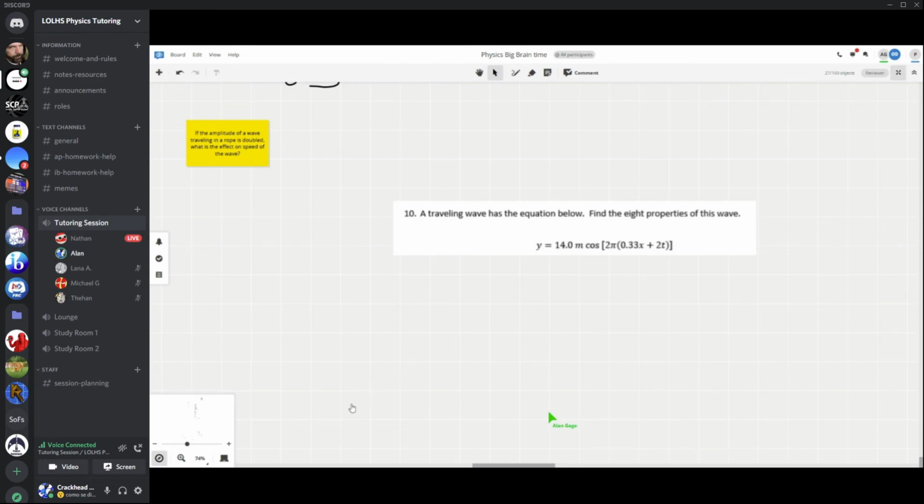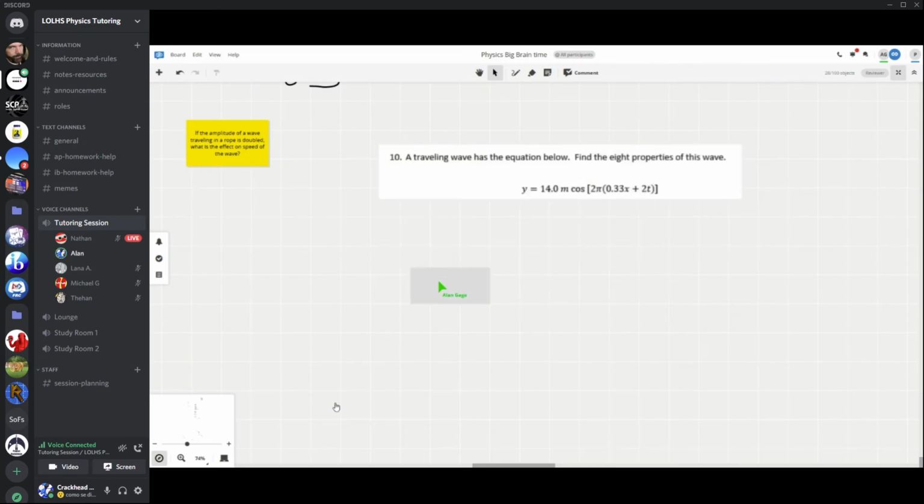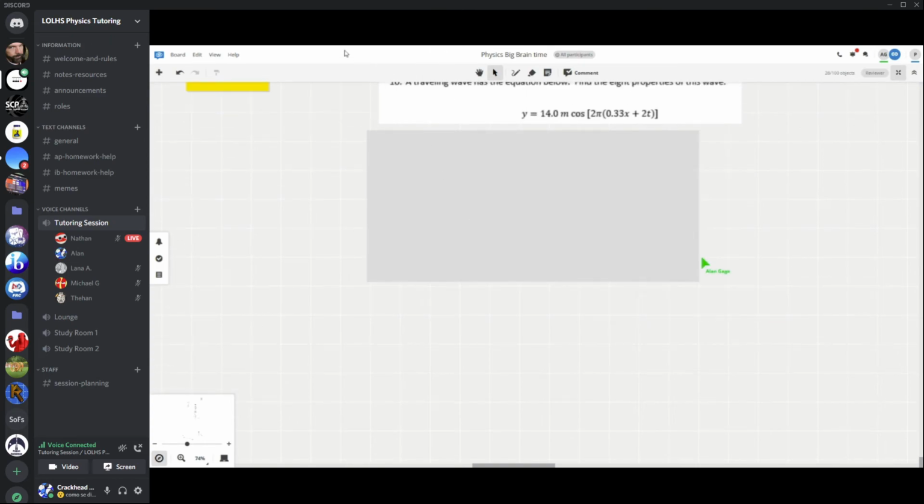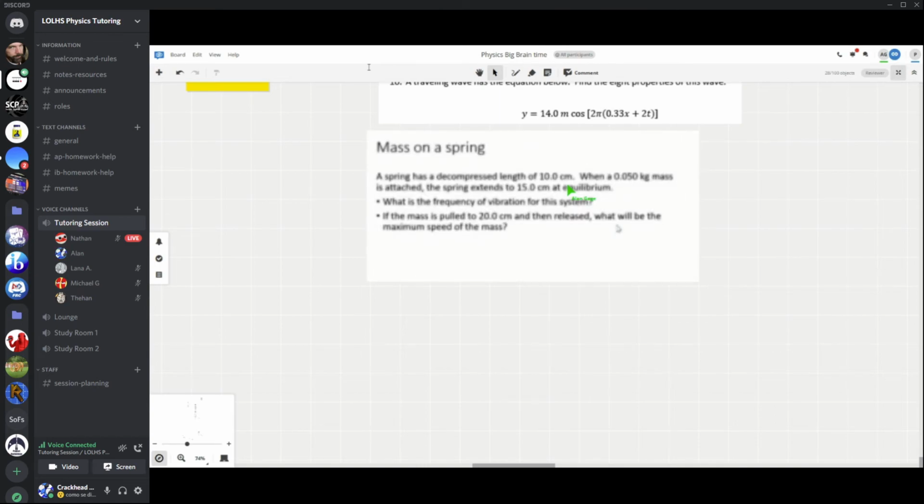Let's see, converting it to an image. Wow, that's tiny. I think it's probably still going to be legible if I just make it big, though, so that should be fine. Okay, so we have mass and spring. Decompressed length of 10 centimeters. When a 0.05 kilogram mass is attached, the spring extends to 15 centimeters at equilibrium. Frequency of vibration. Ooh, okay.